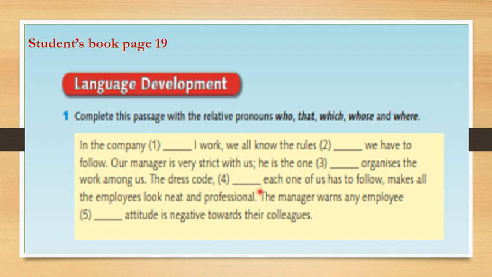Look here, we have this paragraph and we are going to fill the gaps. We have 5 gaps. First here, in the company, I work. Company here is a place. In the company where I work. Why do we use where here? Because we talk about a place. Company is a place where I work.